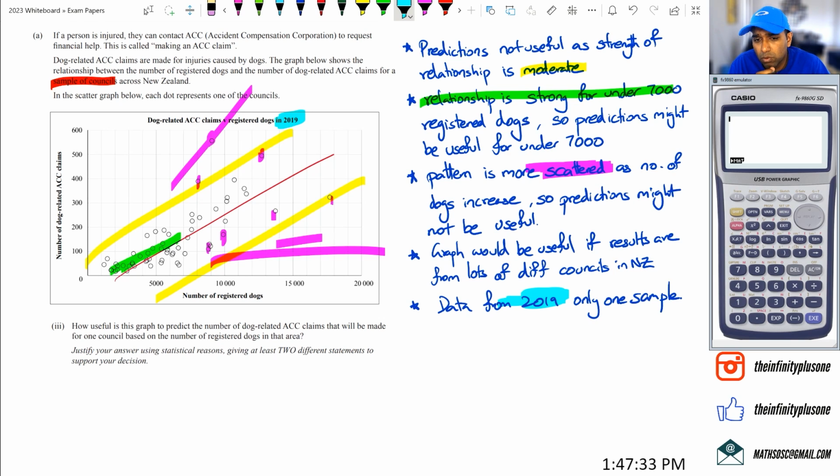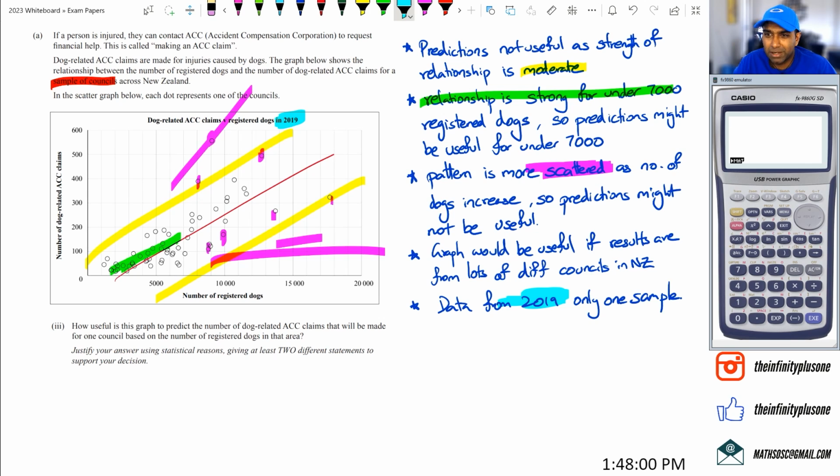So we only have one sample, from one year. What would be beneficial is having a few different years in there rather than just a one-off year. Particularly over the last couple of years, especially since 2020, we had a lot more dogs at home because of COVID and whatnot, and so we don't know how that data would actually affect this.